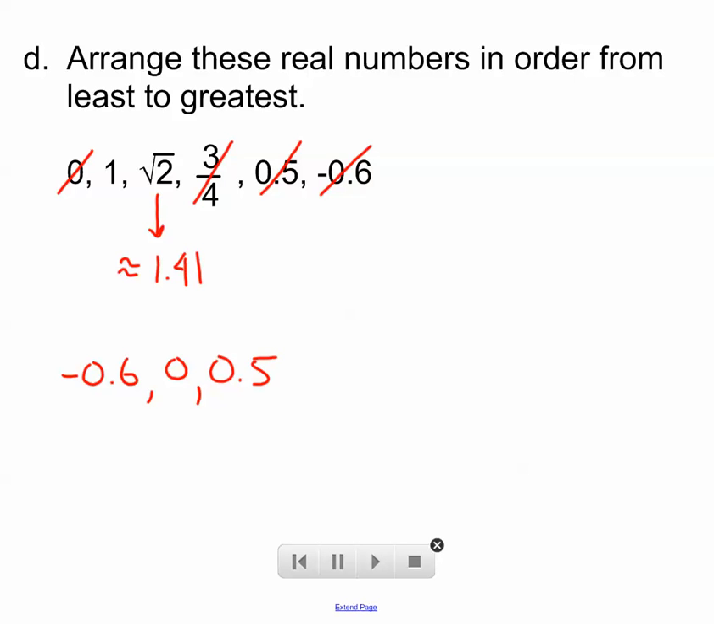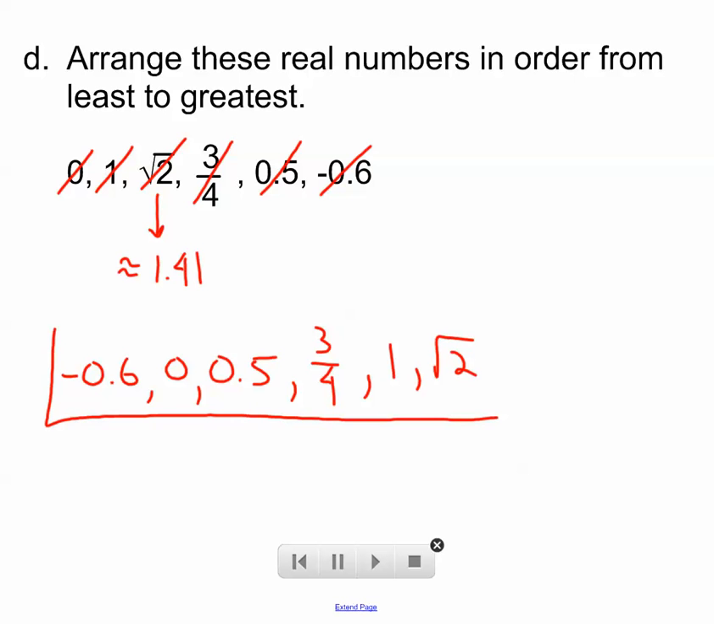3/4 is 0.75, so that would be next. Then we've got 1, and then now we know that the square root of 2 is greater than 1. There's our answer. Notice when I'm writing these in order, I'm not writing any alternate form of them. I'm writing the original numbers they wanted me to order, okay? If you end up turning them all into decimals, don't write those decimals. Write the original numbers.